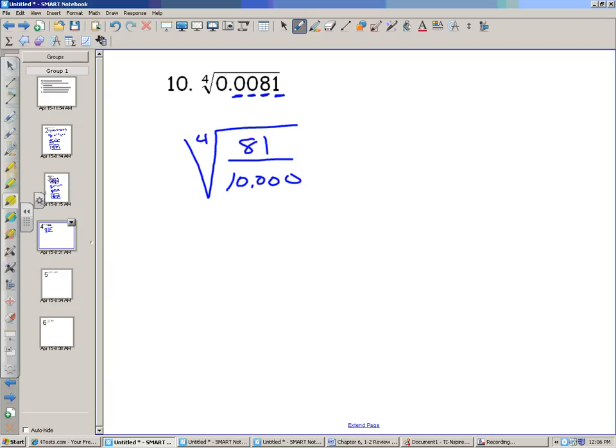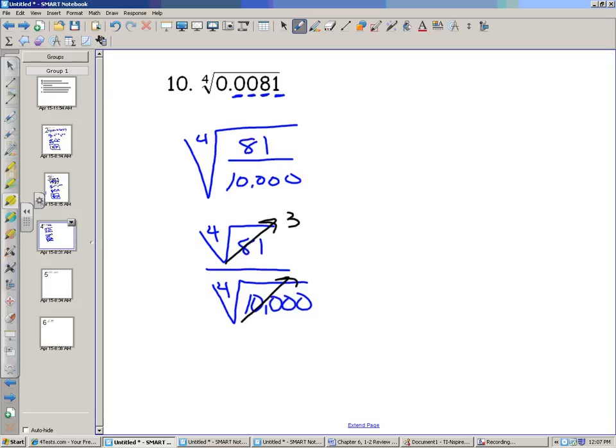Divorce them. Tear them apart. So this is going to be the fourth root of 81 over the fourth root of 10,000. Yes? Now what number multiplied by itself 4 times is 81? It is 3. So this comes out as a 3. And what number multiplied by itself 4 times is 10,000? 10. So now I have 3 over 10 being my final answer.